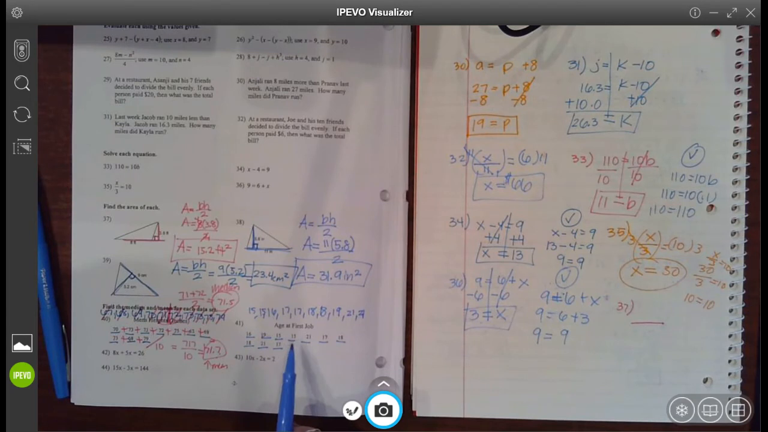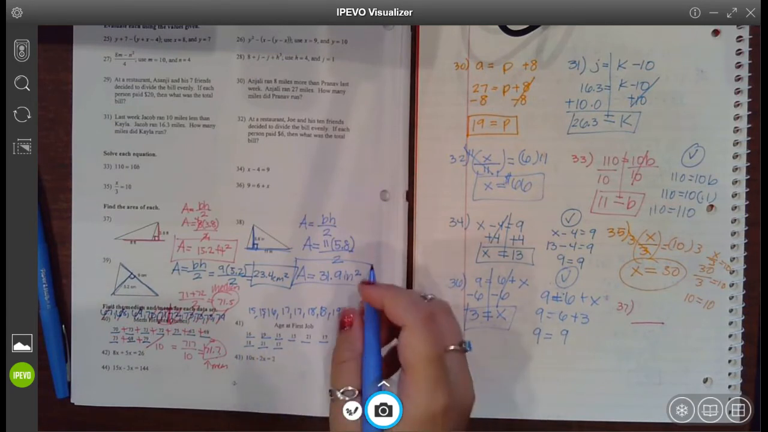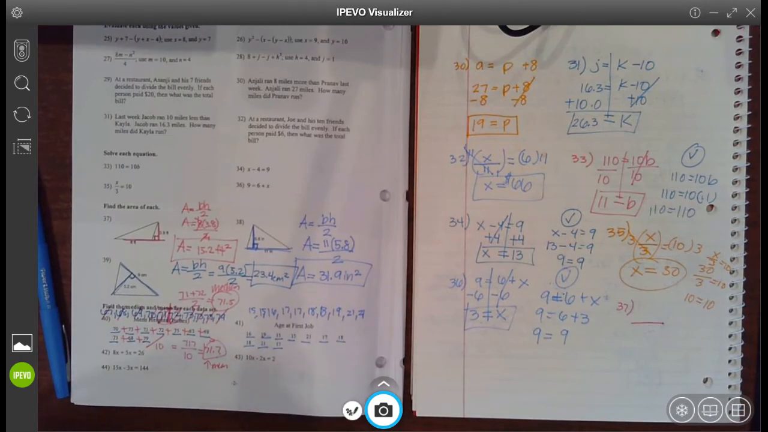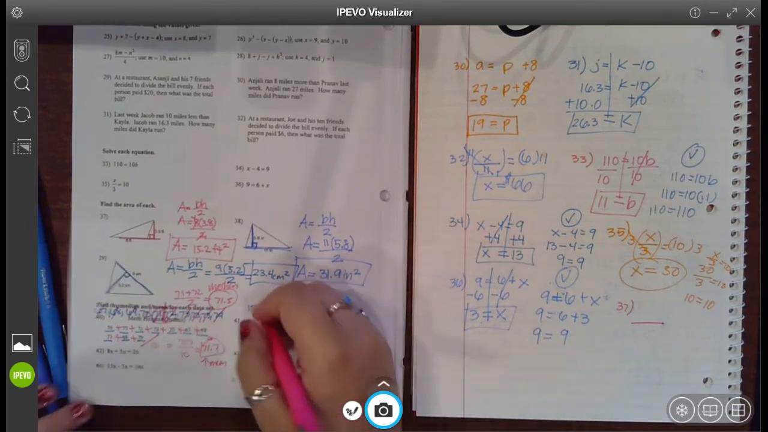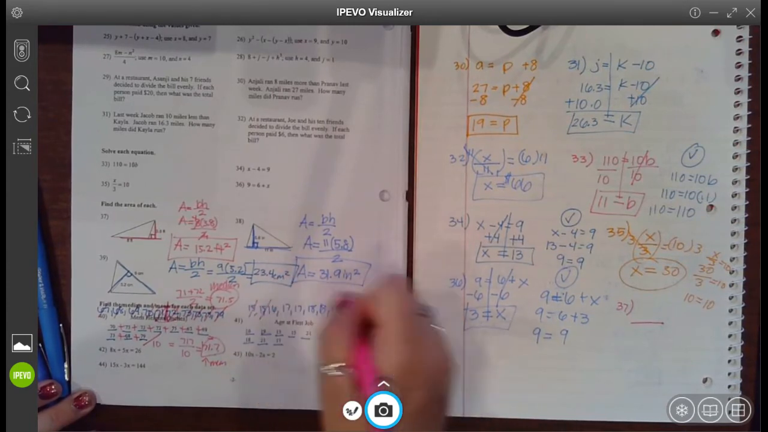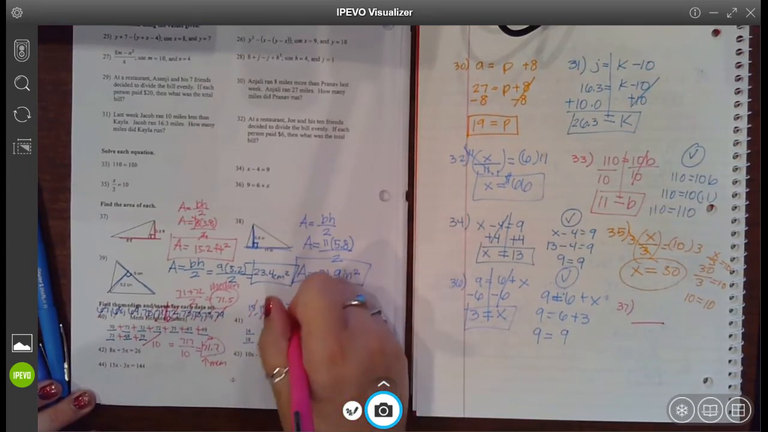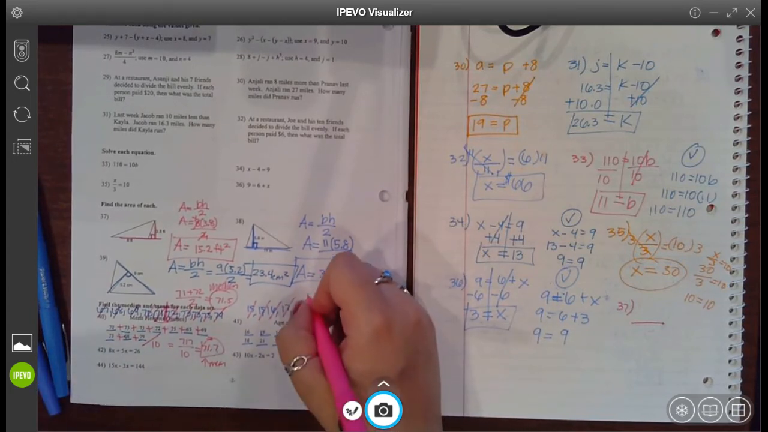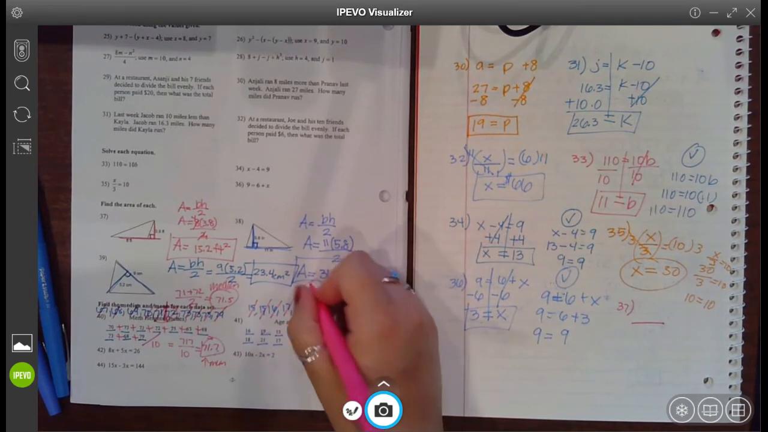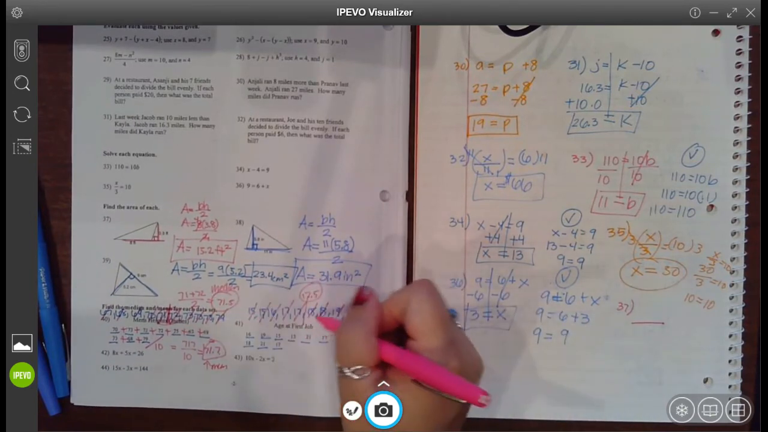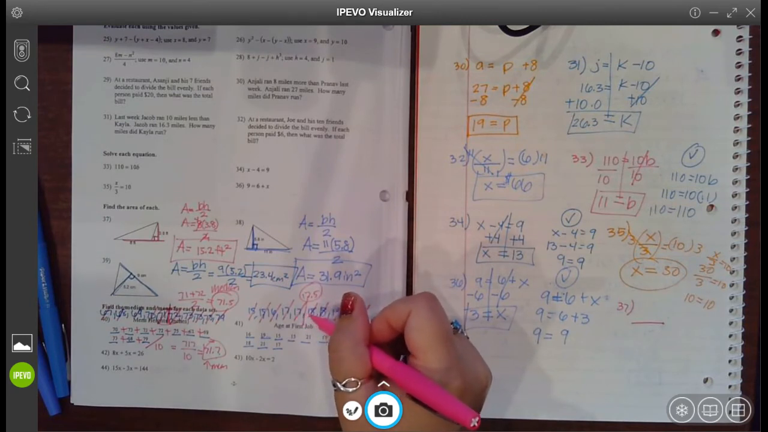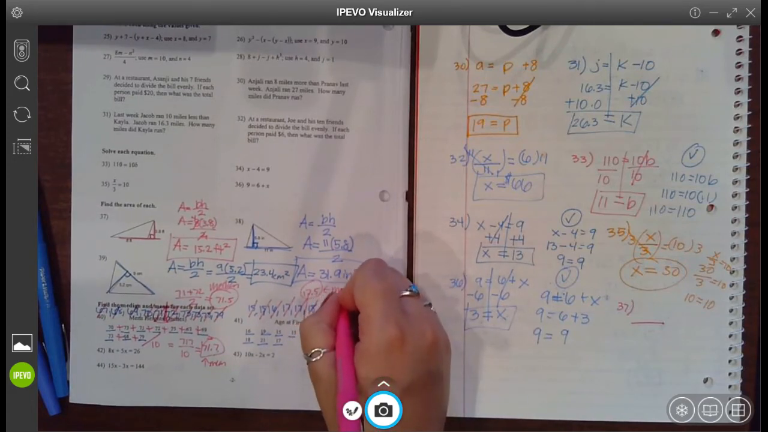Count how many there were. 1, 2, 3, 4, 5, 6, 7, 8, 9, 10 again. Perfect, I got them all. Now cross off till you get to the middle. First, last, first, last, first, last, first, last, first, last. It's between 17 and 18. Halfway between those is 17.5. I don't need to find the average, but if you needed to, you could have done 17 plus 18 divided by 2. You still would have gotten 17.5. That is your median.